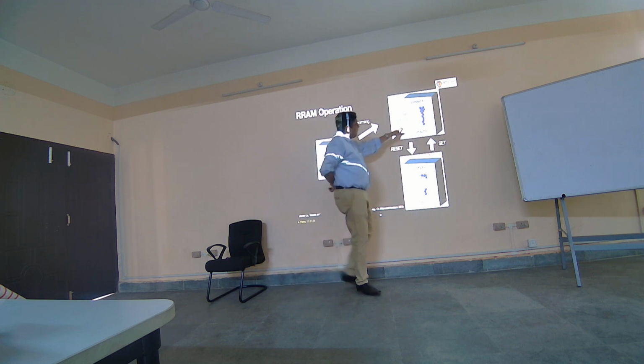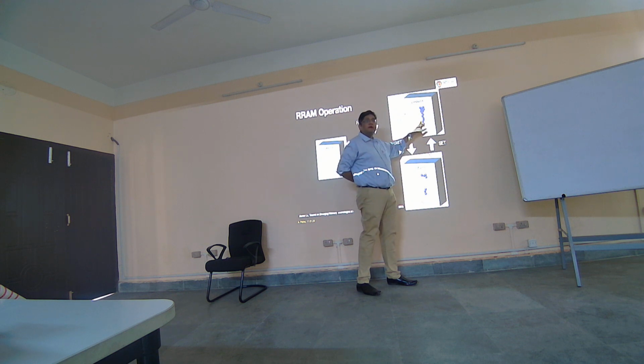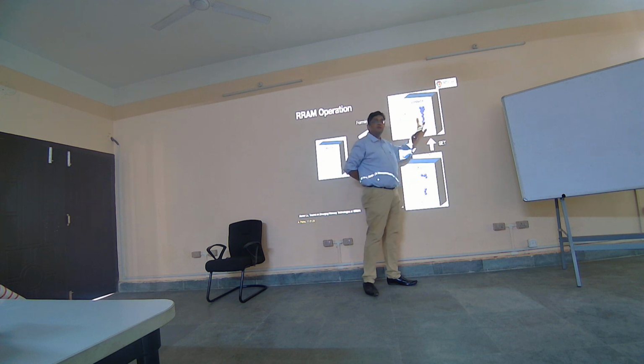However, when you apply a large voltage, the fact is that there are a lot of oxygen vacancies present in this hafnium dioxide matrix, and they tend to create filaments. Now this is one filament, it's a very random process. Different filaments are created.